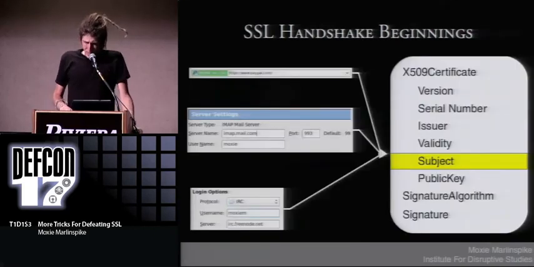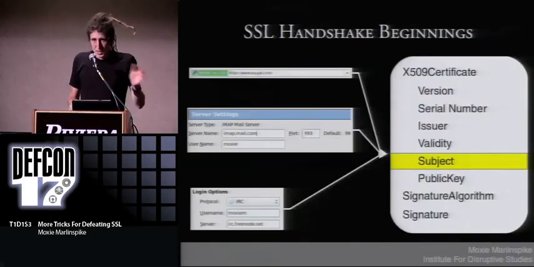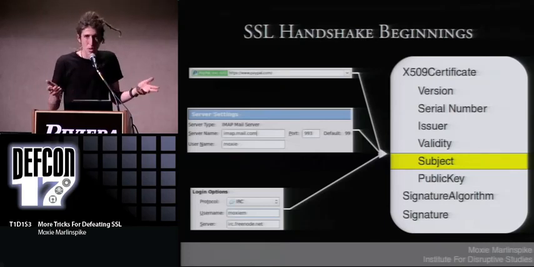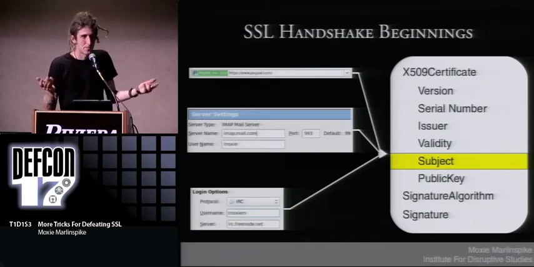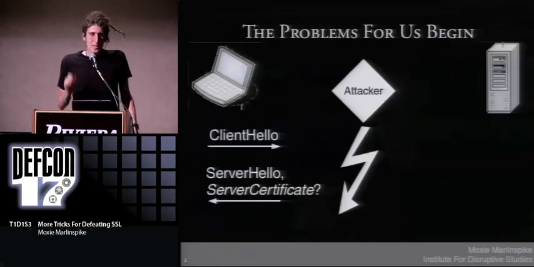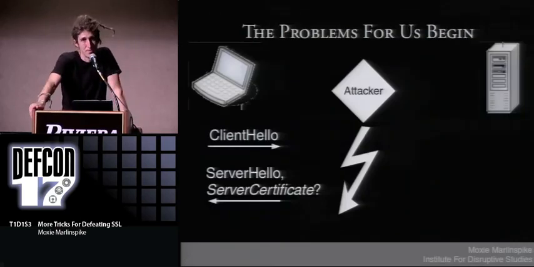As soon as the client gets the certificate, the first thing it's going to do is look at the subject and make sure that it's what it's trying to connect to. So it's going to compare the subject with whatever you typed into the URL bar on your web browser, or the mail server field for your IMAP client, or the server field for your IRC client, or your VPN software, or whatever. And this is really where the problems for us begin as attackers, because we can perform a man-in-the-middle attack here.